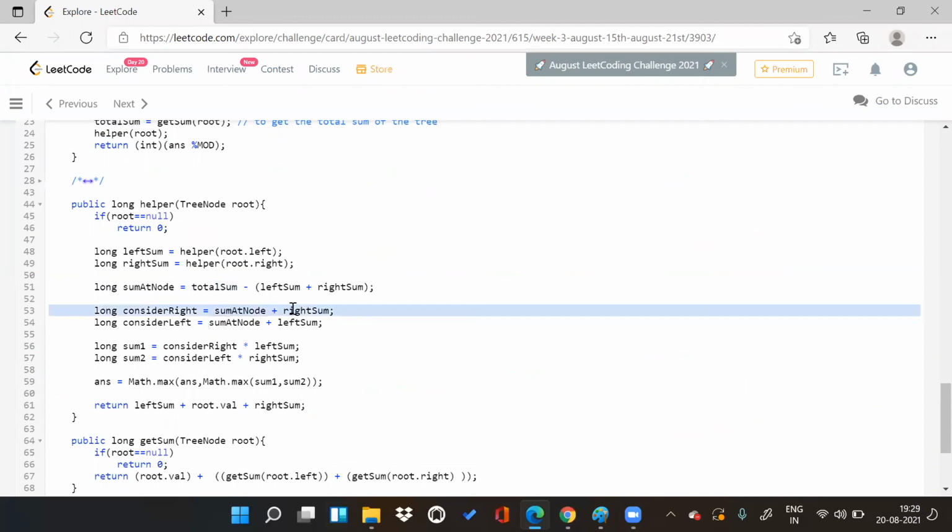So sum at node plus right gives us the consideration for the right being a part of the entire parent subtree. And if we do the same thing with the left part, we are making left to be part of the parent subtree, that is the sum at node. In the same manner, we calculated sum one by considering the right part and the left sum, and sum two by considering the left part and the right sum. And then finally, we update our maximum answer that we are getting at each and every node. And then finally we return the sum at that particular position, including the sum at node, the node at which we are standing. So this was the intuition of solving this particular problem.